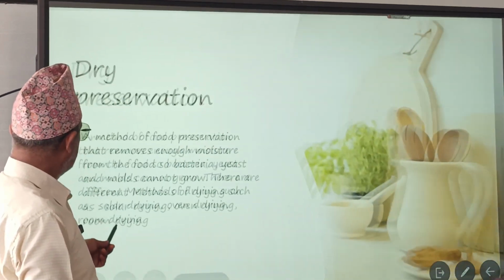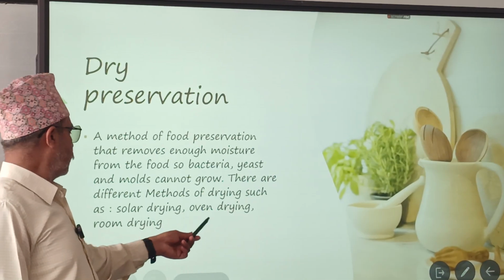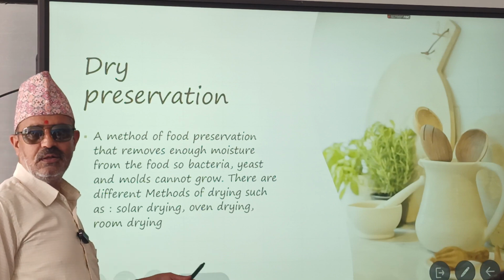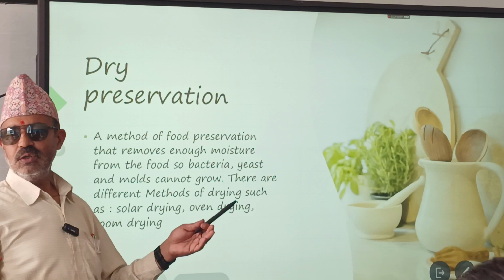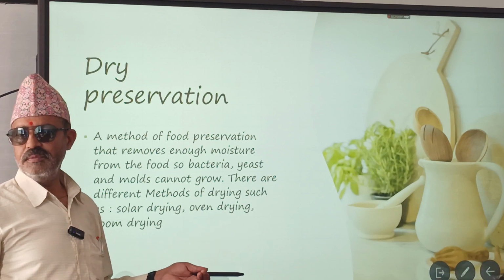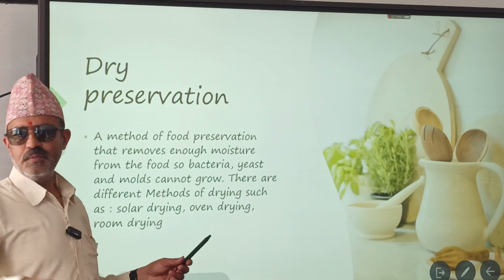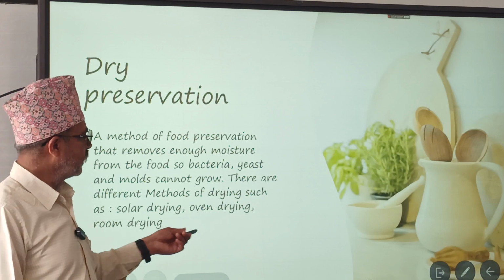So they use different things. Like it is given: solar drying, oven drying, and room drying. Solar drying means keeping it directly in sunlight. Oven drying, they keep it in an oven, microwave oven. I don't know how many of you have one. Next one is room drying. They just keep it inside the room only.